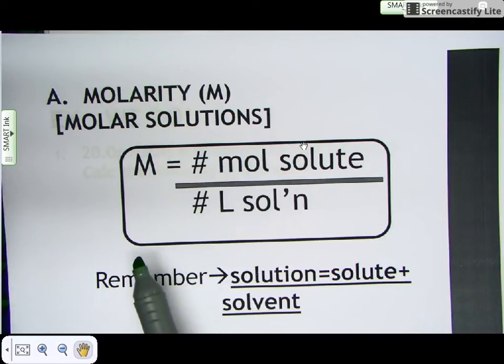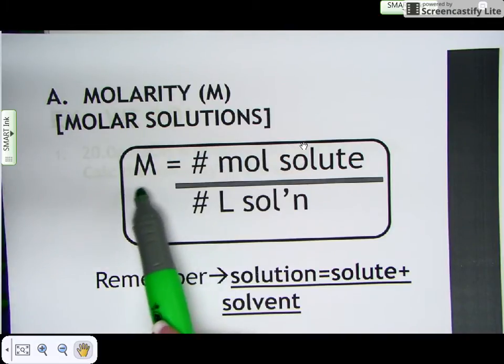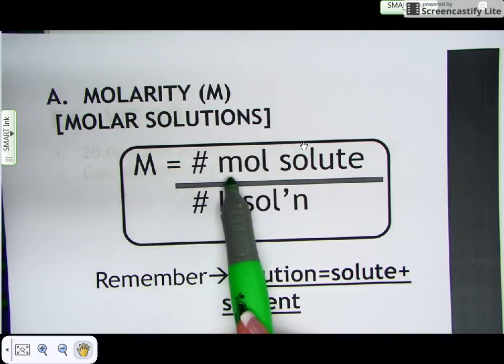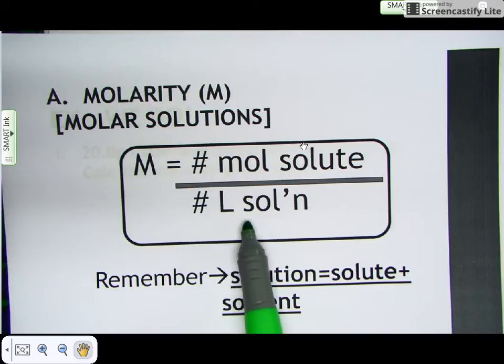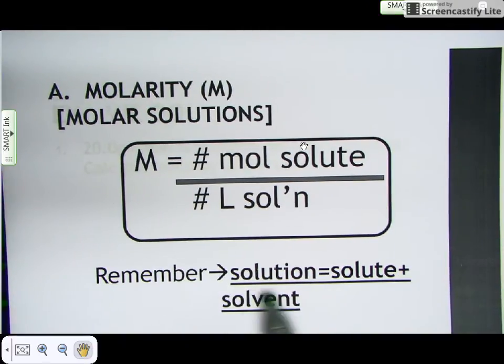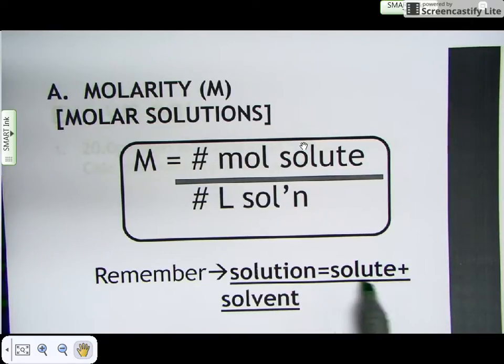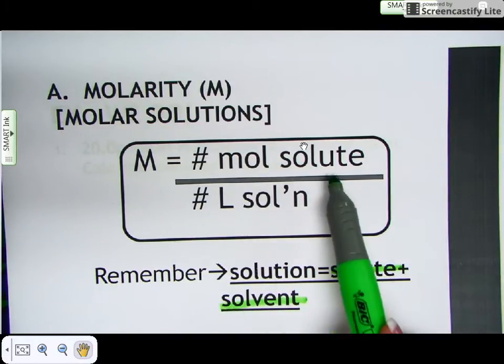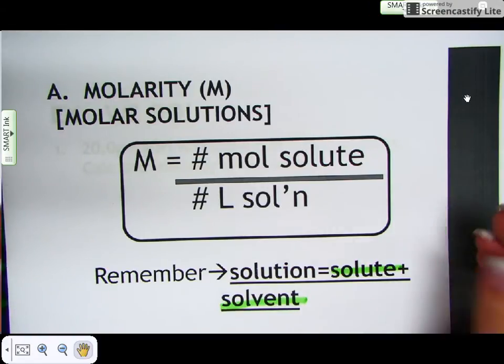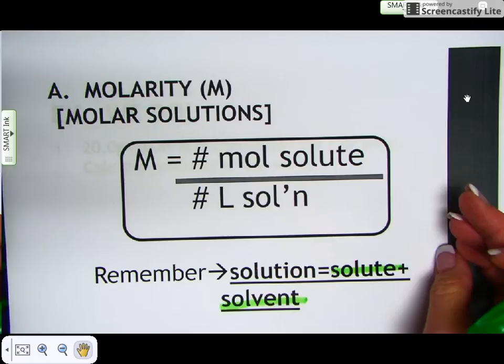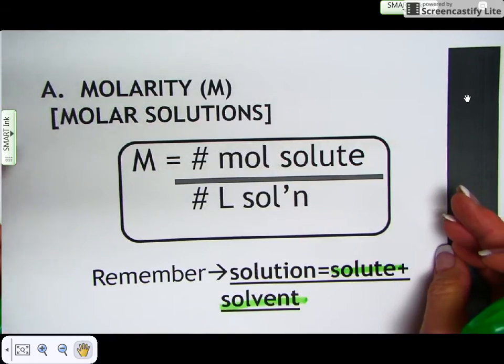The formula for molarity is that the molarity is equal to the number of moles of your solute divided by the number of liters in the entire solution. Now remember that a solution is the solute plus the solvent. So that's the entire solution. The solute is the substance that got dissolved in the solution. The solvent is the substance that does the dissolving.